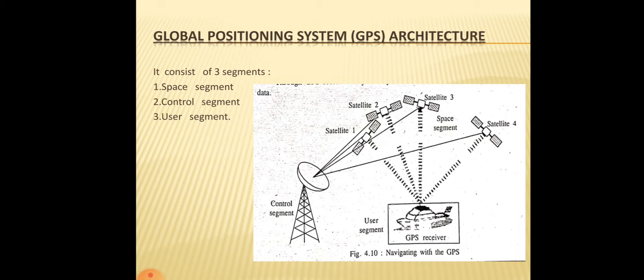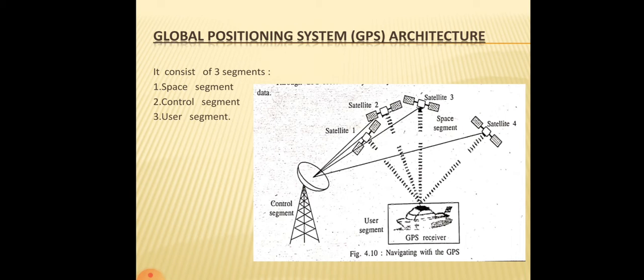The next one is the monitor station. There are totally 5 monitoring stations in the world. It is used to check or track the exact altitude, position, speed and overall health of the orbiting satellite. The next one is the ground antenna. It will monitor and track the satellite and transmit correction information to the individual satellite.